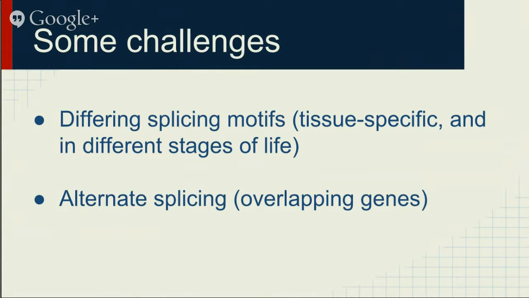So, some challenges. In a long sequence, how can we successfully find the boundaries of introns? We have differing splicing motifs. Splicing motifs are not always the same. There is a lot of consensus, but there are different splicing motifs, even within the same creature, in different genetic regions, different tissues, and even different stages of development.